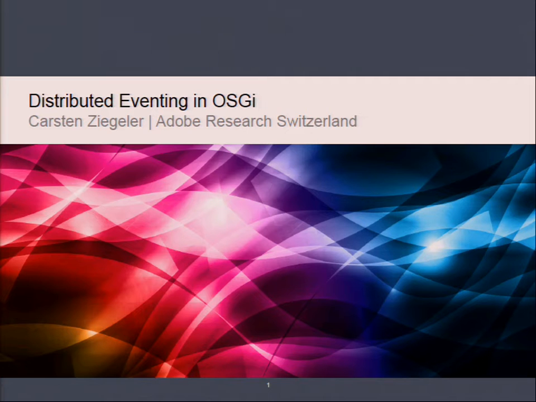All right, well, welcome back. The next speaker is Carsten Ziegler from Adobe Research Switzerland, and he's going to talk to us about distributed eventing in OSGi. I was reading his bio earlier, and I noticed that he has 25 years of experience as an open source contributor. That's more than the age of some of the attendees here. Yes, I'm old. Sorry. He's a contributor to Apache Sling and Felix. He's also a participant in OSGi Alliance's core platform expert group and enterprise expert group. And he's going to tell us about distributed eventing.